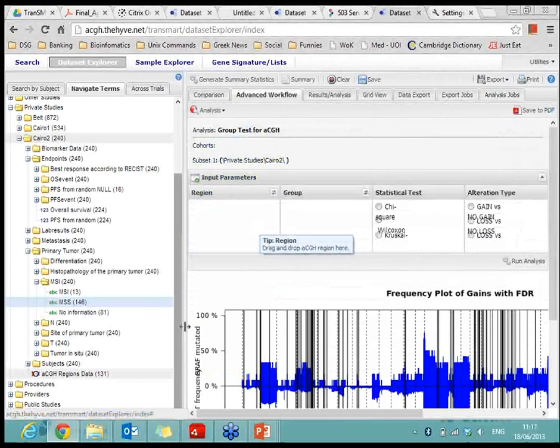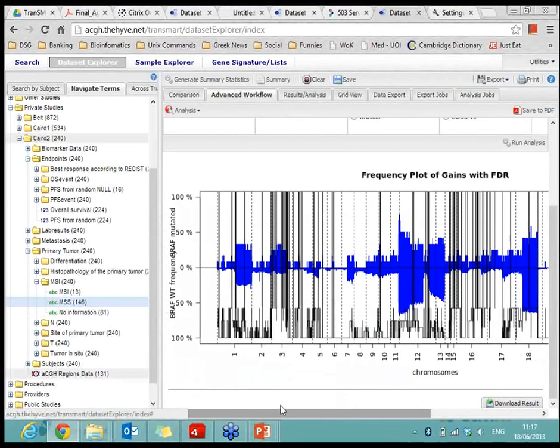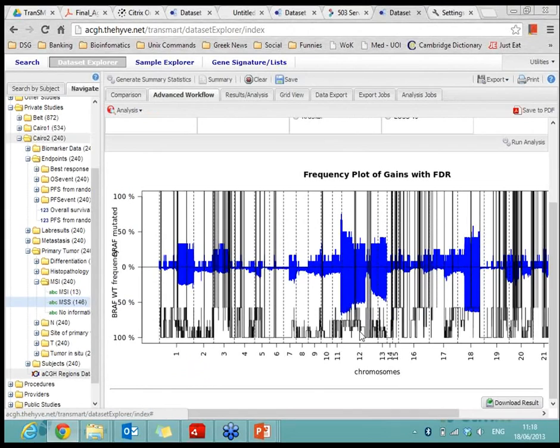Okay, good. So not all have completed or are correct, but here you have the comparison, maybe it's a little bit small, of course. So here you have the frequency plots of the group test. You have the comparison. In this case, the two groups were the BRAF mutation group and the BRAF wild type group.